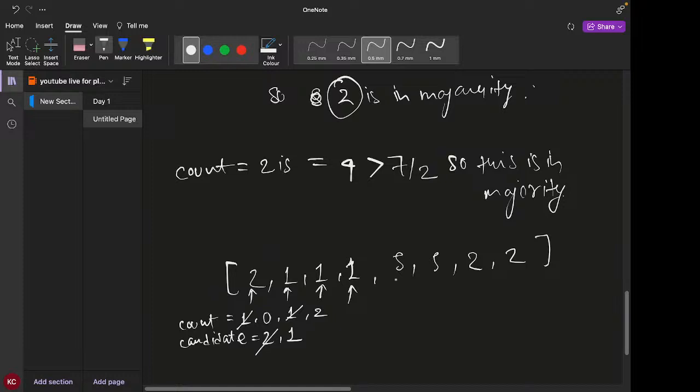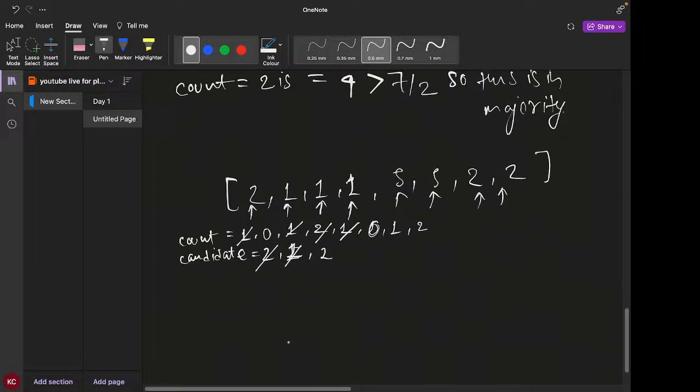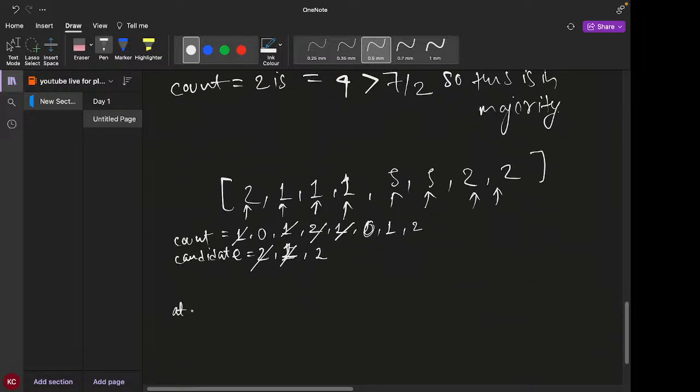Again I move to the 5, then someone votes for the 5, so candidate 1's votes get cancelled out by 1. Again someone comes and votes for the 5, then again 1 vote is cancelled out and the count becomes 0. There is no active candidate who is winning. Again someone comes and votes for the 2, then 2 will be the active candidate and its vote will be 1. Again someone came for the 2 and its vote will be 2. And as we know, at last, if someone has a count greater than 0, then he will be in majority. So 2 should be in majority.